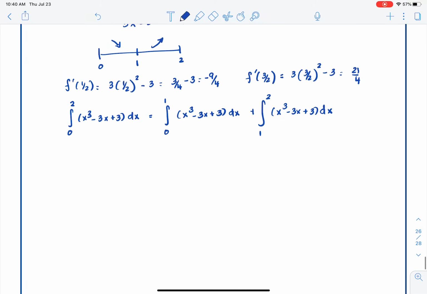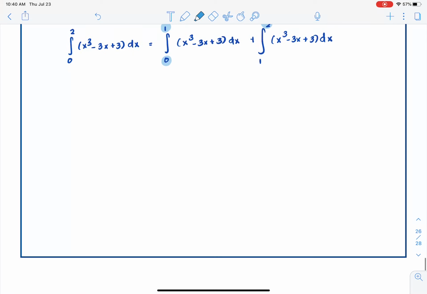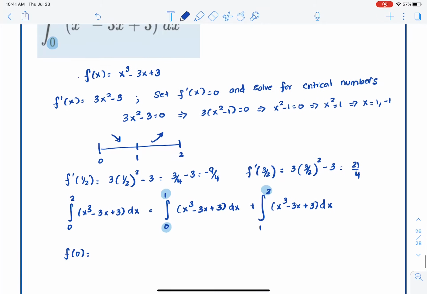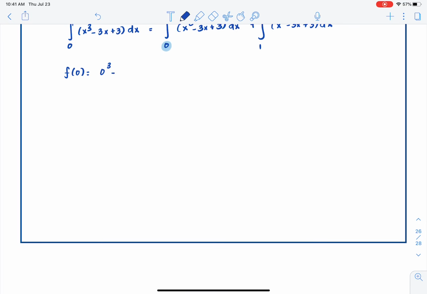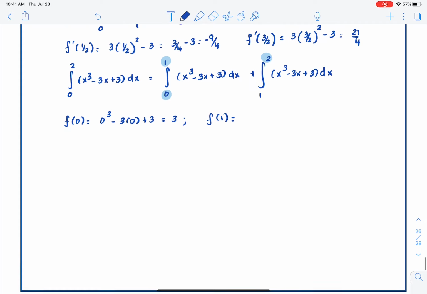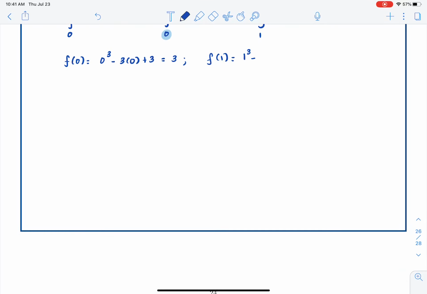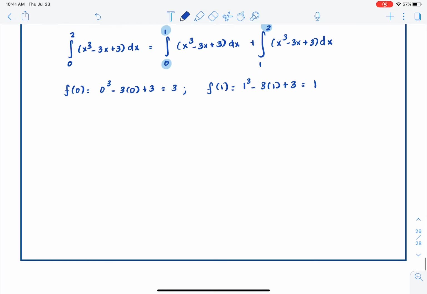Now let's evaluate the endpoints here, 0, 1, and 2. So in the function, f of 0 would be equal to 0 cubed minus 3 times 0 plus 3, we get 3. F of 1 would be 1 cubed minus 3 times 1 plus 3, we get 1. F of 2 would be 2 cubed minus 3 times 2 plus 3, which is 5.